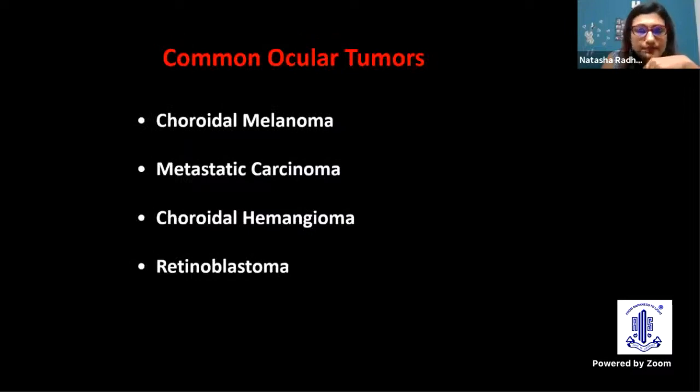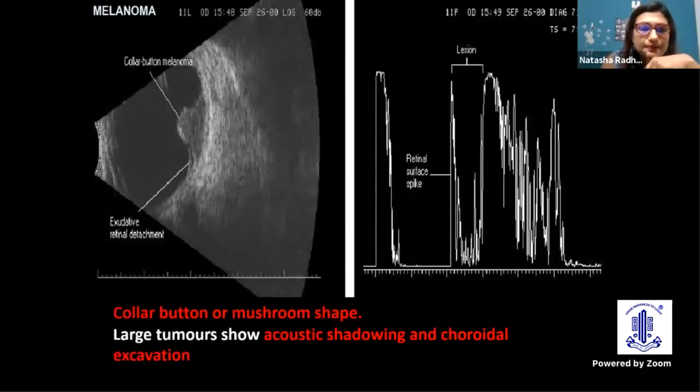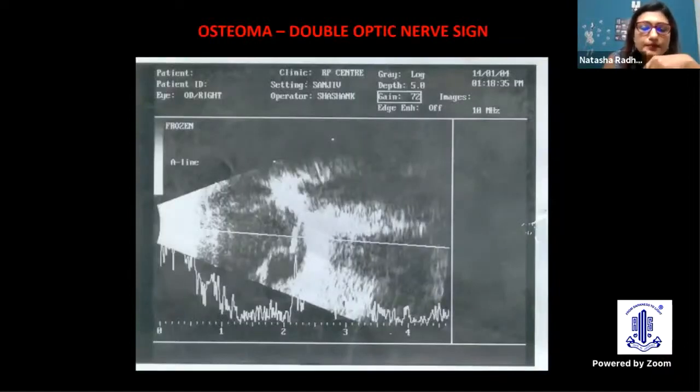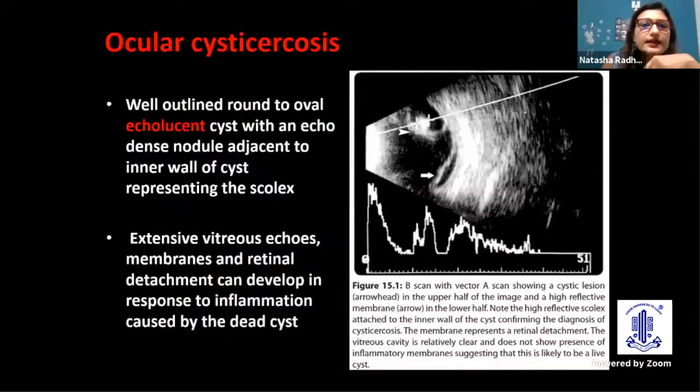Common ocular tumors can be differentiated: melanoma, carcinoma, hemangioma. In a melanoma, you will find the collar button shape, acoustic shadowing behind, and you will see choroidal excavation. In a retinoblastoma, you will see calcification that will give you a 100% A scan spike. In an osteoma, because of the shadowing behind, you will get a double optic nerve sign. In choroidal metastasis, the inside will be homogeneously hyper-reflective.